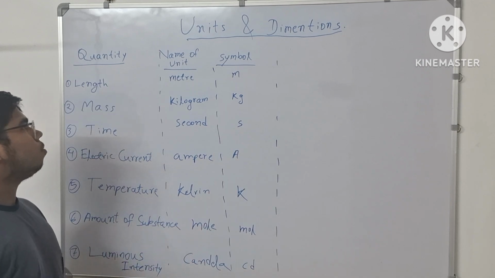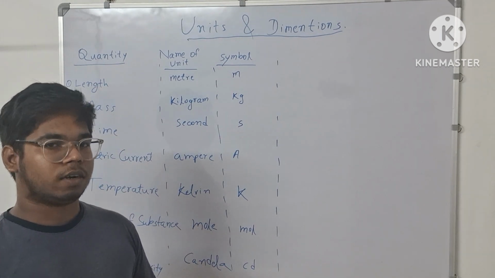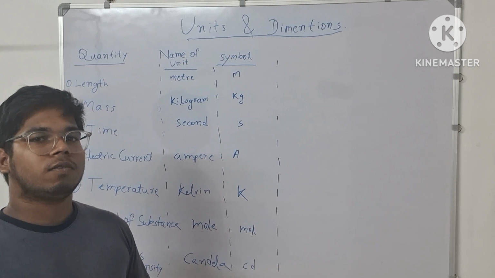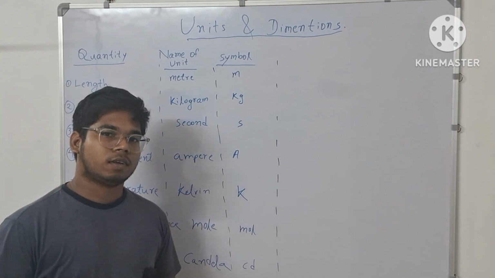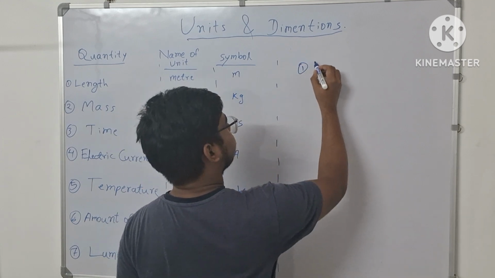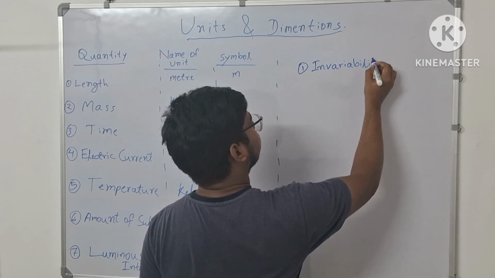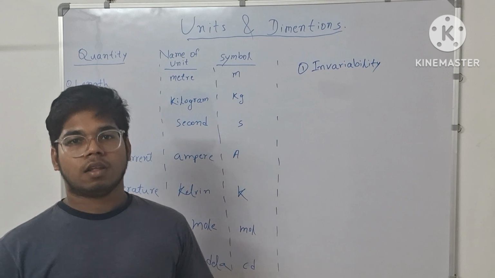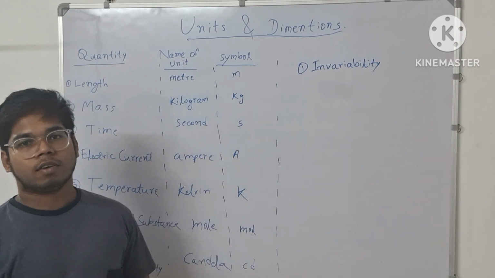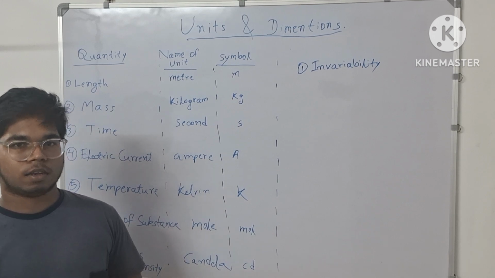We will use these fundamental units, or base units, to derive all other physical quantities. Before that, the base unit should have two properties. One is invariability, where the defined base unit should not vary from person to person or place to place. It should be constant so that everyone can use it.